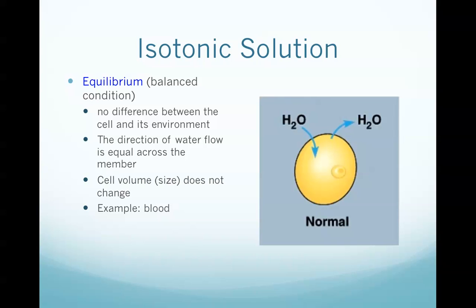And here's an example of an isotonic solution. Equilibrium is already met. Water is flowing in and out of the cell, and so there's no increase in the cell volume because the same amount of water that is entering the cell is also exiting the cell.